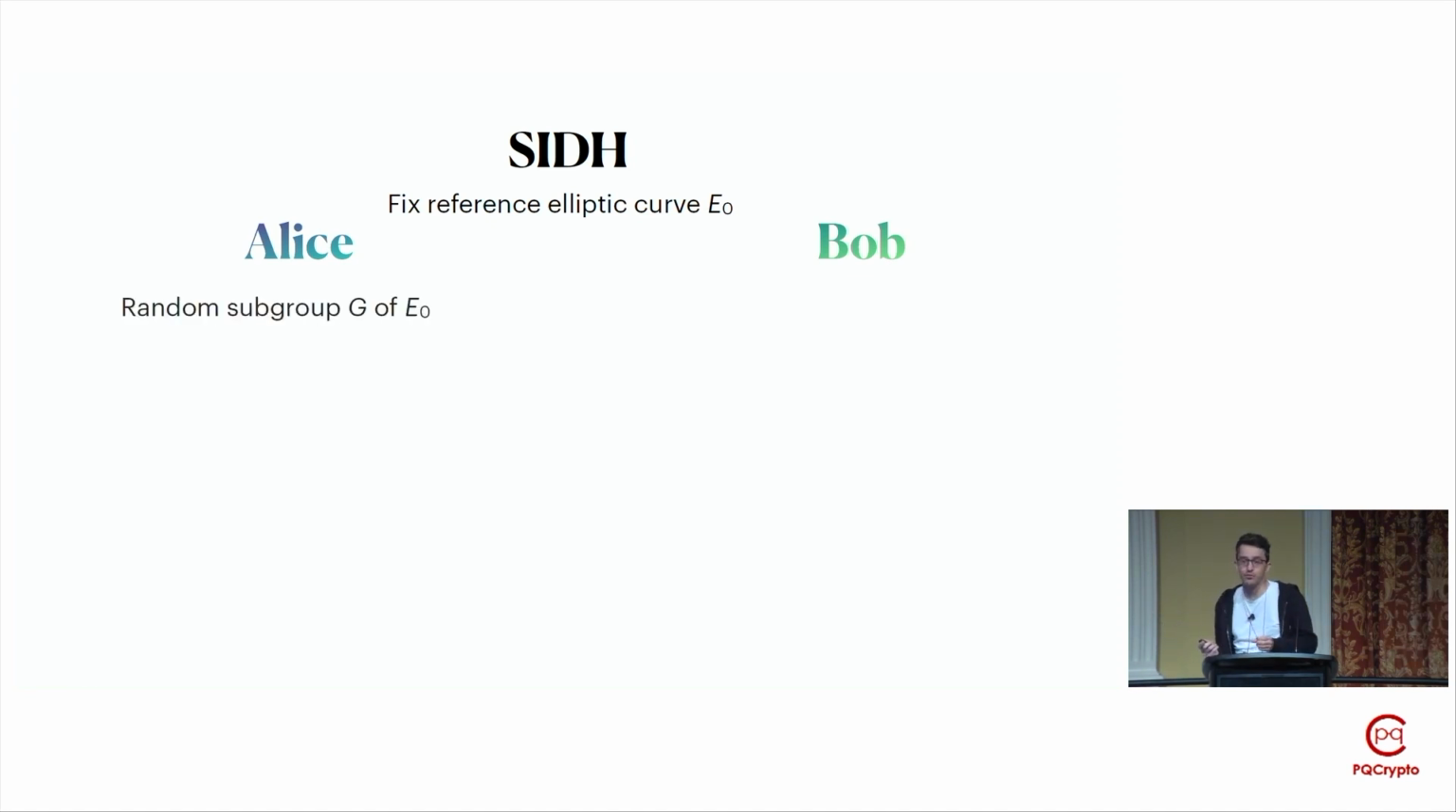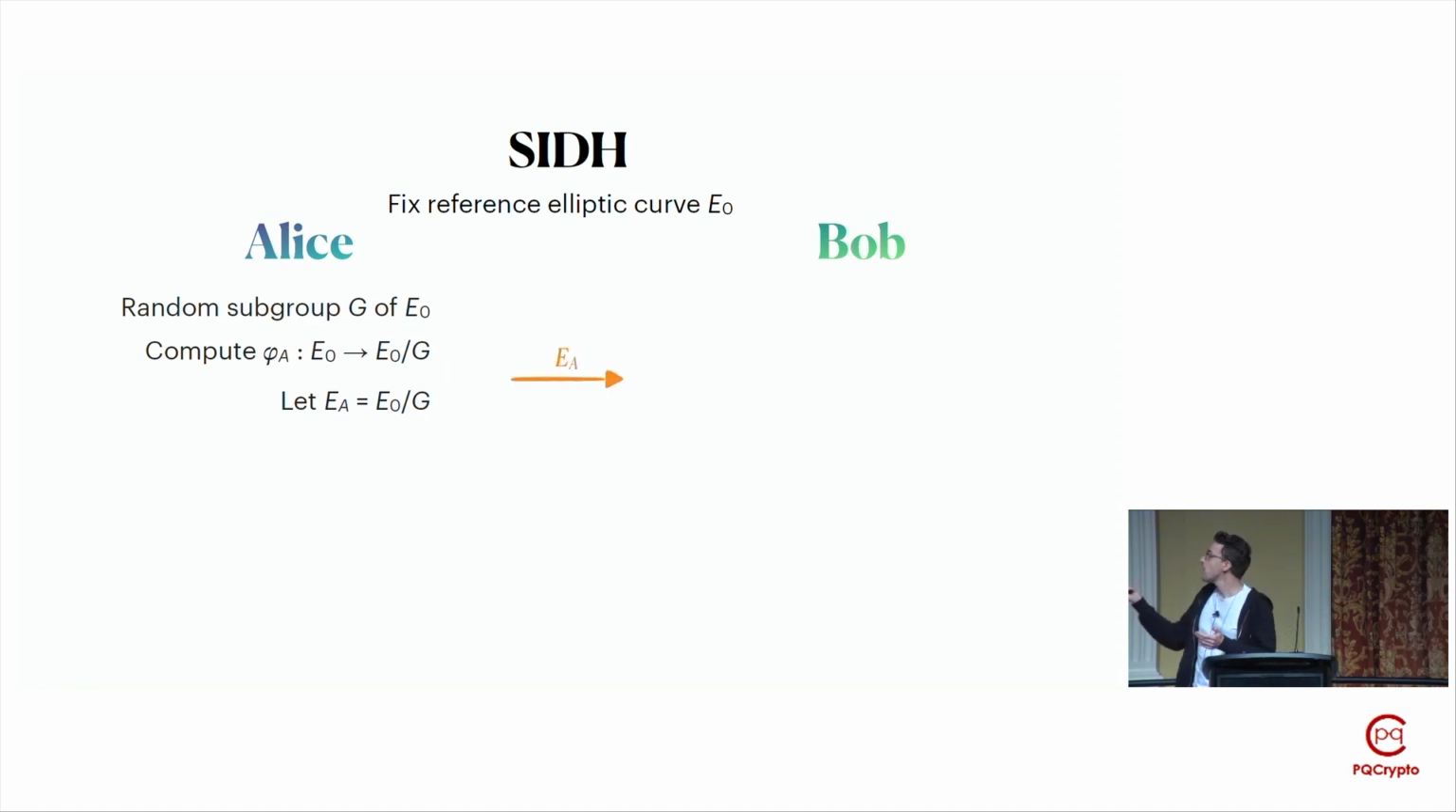She's going to pick a random subgroup G of E0. She's going to pick G to be of smooth order, just so everything is efficiently computable, because now she wants to compute the corresponding isogeny, so quotienting by G. And the target, E0 quotiented by G, she calls it EA, is going to be Alice's public curve, and she sends that to Bob. And Bob does the same thing now with another subgroup.